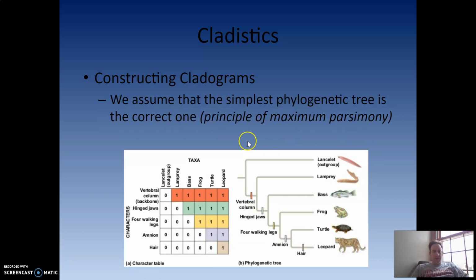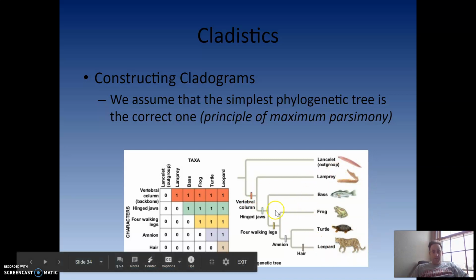You say, okay, the vertebral column was found in the lamprey, the bass, the frog, the turtle, leopard. That must be the most ancient shared derived characteristic. That probably came about first because everyone has it. So if this is our common ancestor right here, it branched into the lancelets, which is our outgroup, and then the vertebral column must have evolved here, been present in this common ancestor, and passed on to all of these groups. The next trait is hinged jaws.